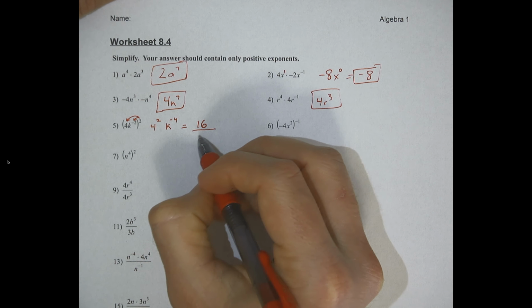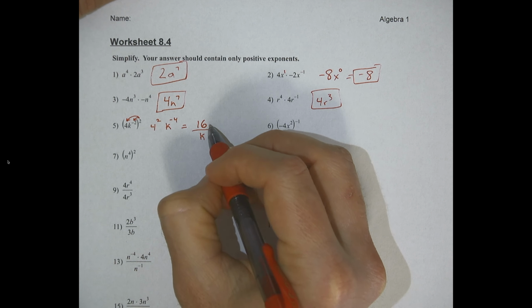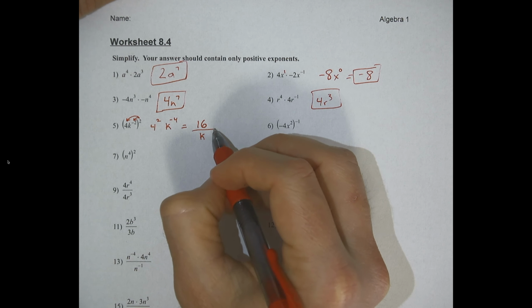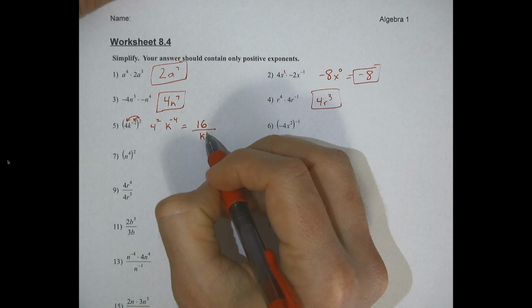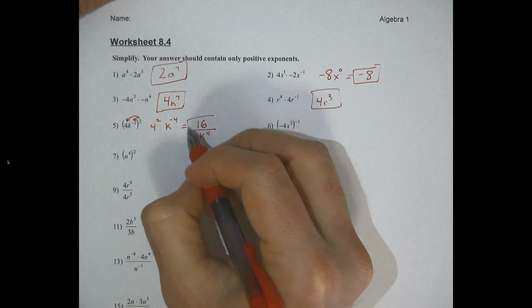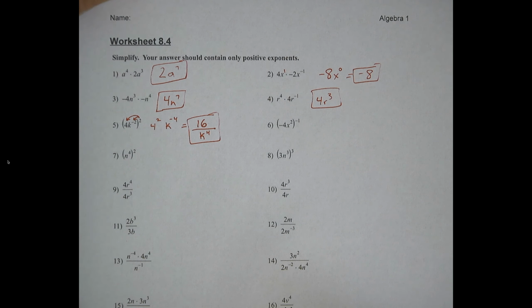You swing it down, and by switching it from the numerator to the denominator, and again, you can go either direction, you change the negative and the positive of the exponent. So this becomes positive k to the 4th in the denominator.